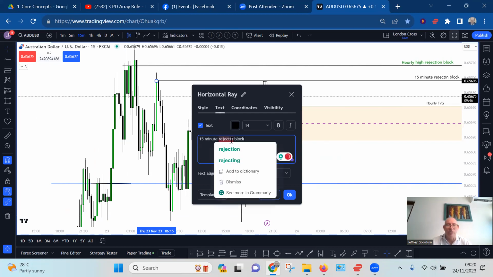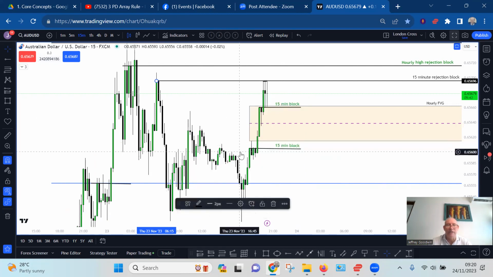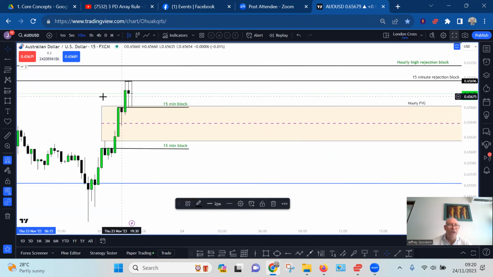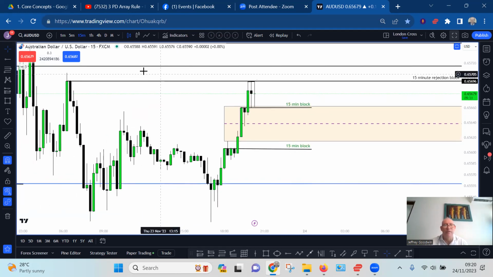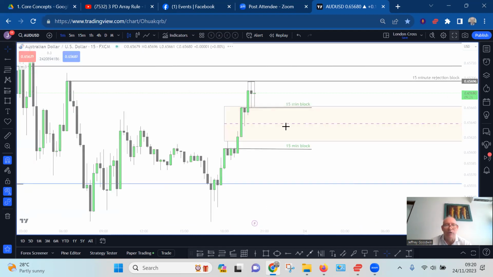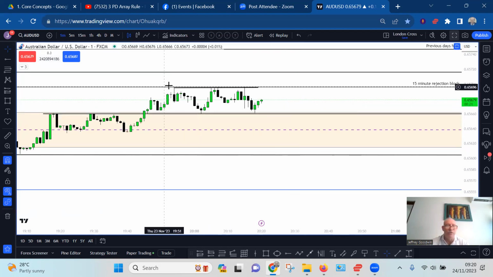So what's a rejection block? All a rejection block is, is where you see a candle rejecting off a particular place, and then the next candle opens there, rejects again, comes down. That's what these relative equal highs are. There's three of them if you look closely. 1, 2, 3. So right now we're in this range. This is the high, and this is the low.